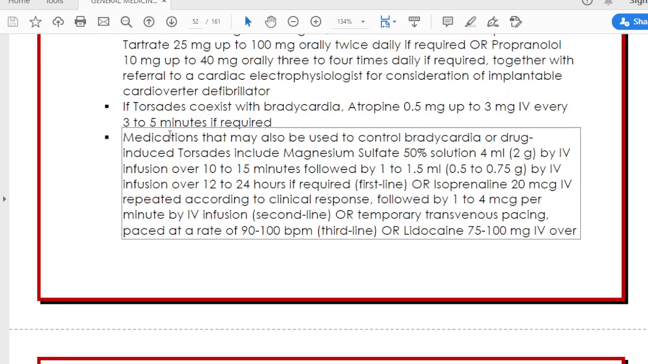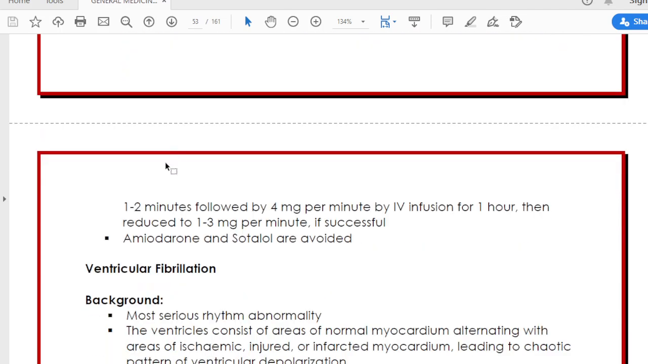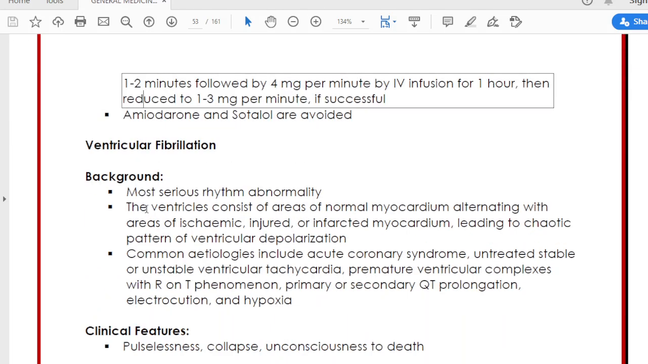followed by 1 to 4 mg per minute IV infusion, second line, or temporary transvenous pacing, paced at a rate of 90 to 100 bpm, third line, or lidocaine 75 to 100 mg IV over 1 to 2 minutes followed by 4 mg per minute IV infusion for 1 hour, then reduced to 1 to 3 mg per minute, if successful. Amiodarone and sotalol are avoided.